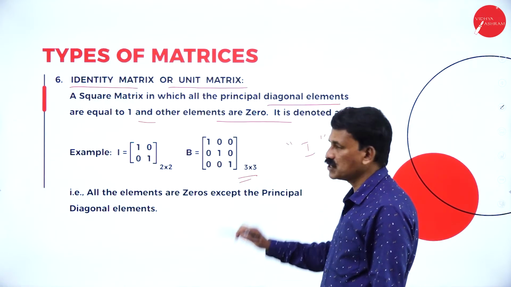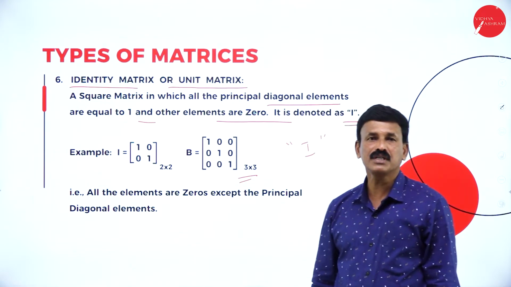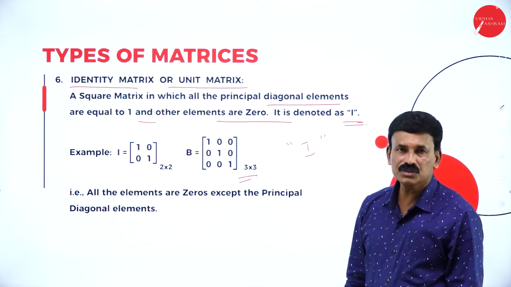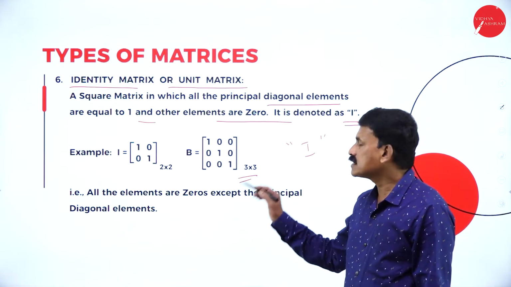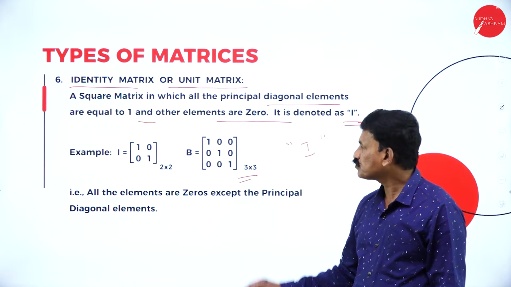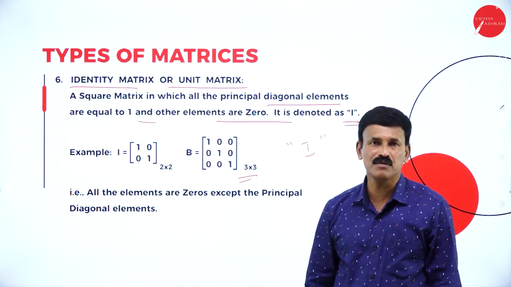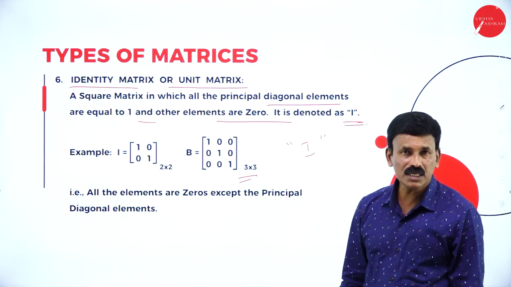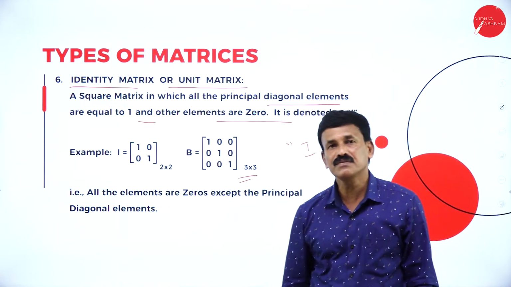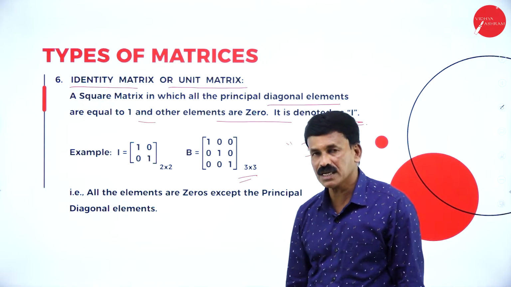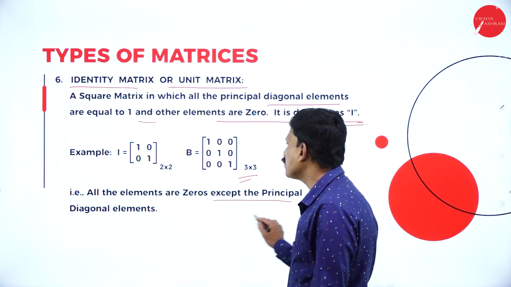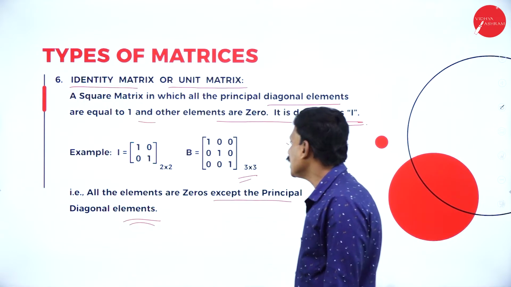A square matrix in which all the principal diagonal elements are equal to 1 and other elements are zeros is also an example for a scalar matrix. That means all identity matrices are examples of scalar matrices, whereas all scalar matrices are not identity matrices, unless the diagonal elements are equal to 1 and the non-diagonal elements are zeros. So, a matrix where all the elements are zeros except the principal diagonal elements is called an identity matrix.